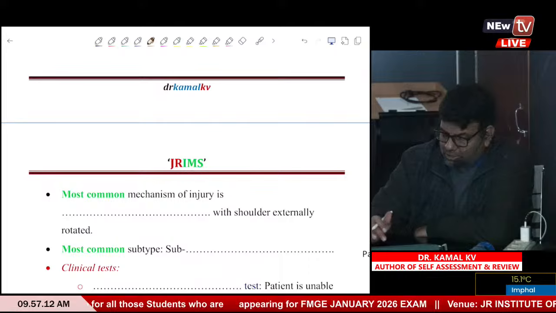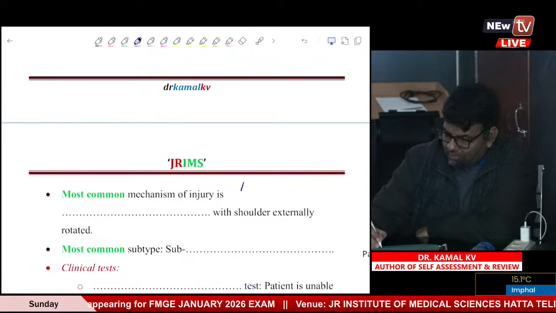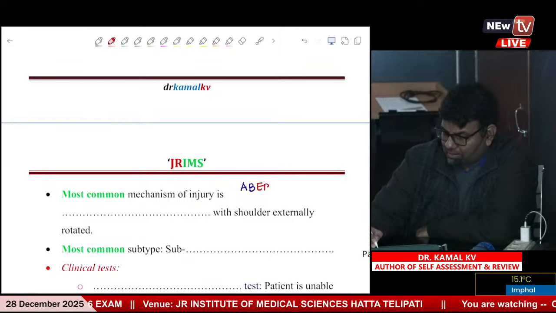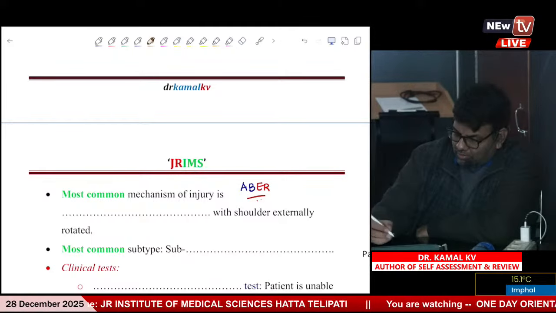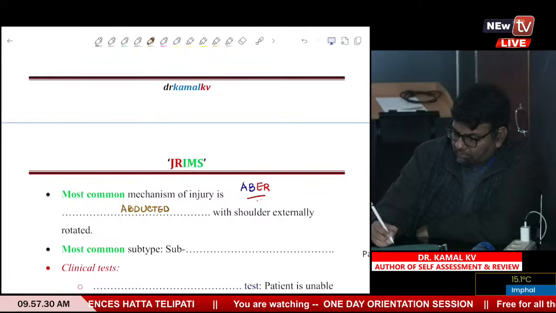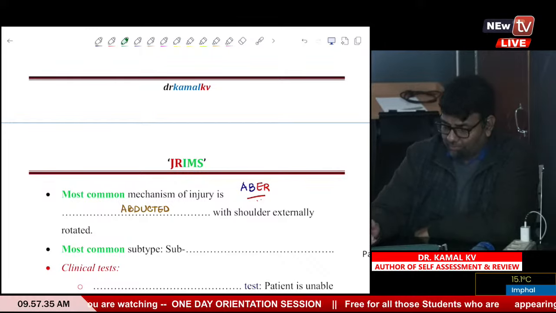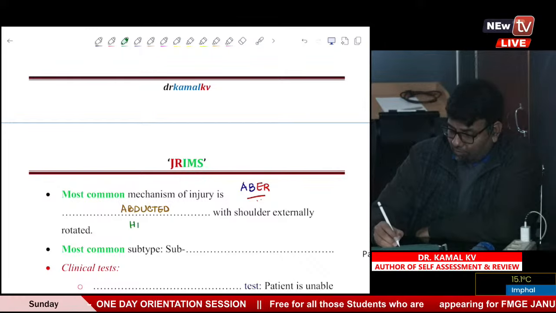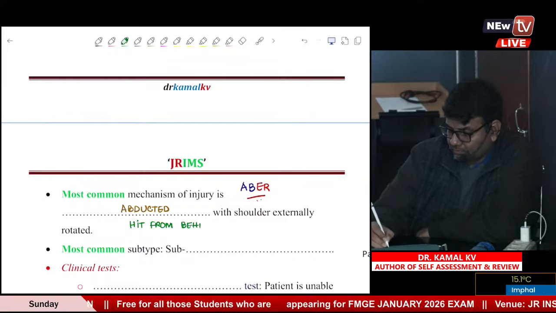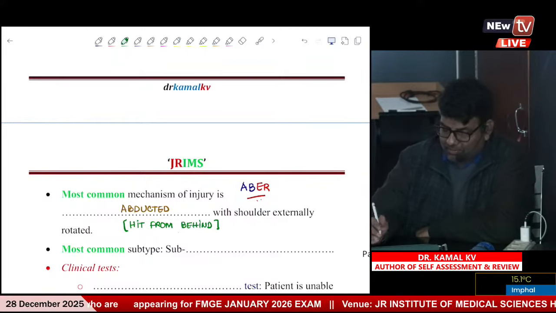What is the mechanism of injury? What is the posture of the upper limb? I told you, abduction. Yes, remember Abir. So abducted and externally rotated upper limb and hit from behind. More chances of anterior shoulder dislocation.